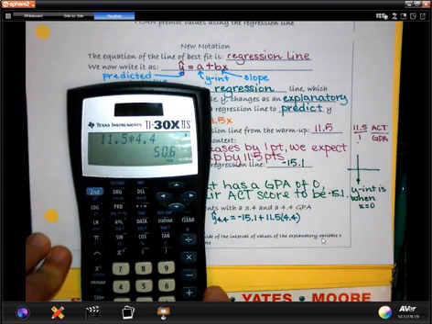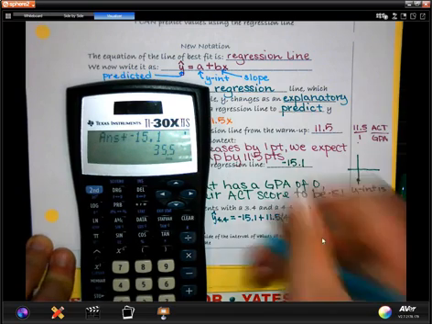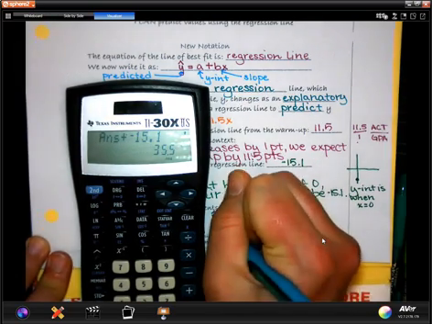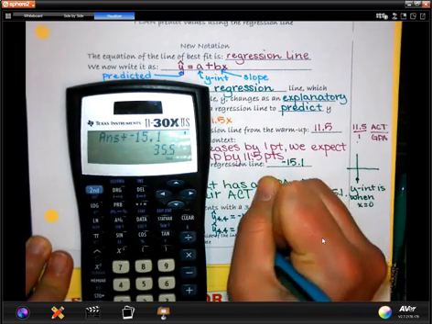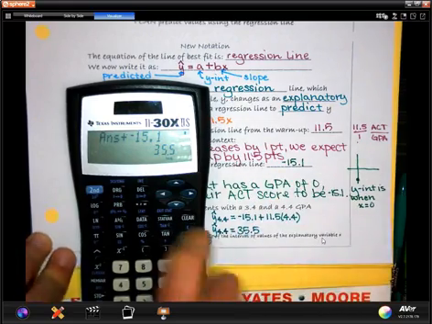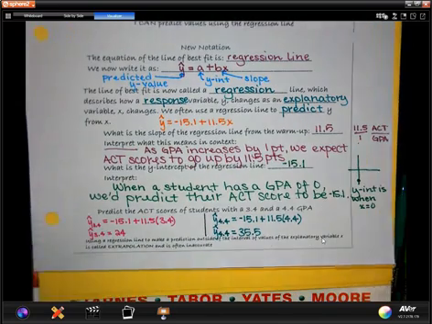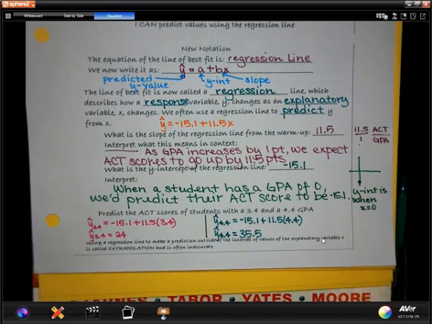So 11.5 times 4.4, and then we add negative 15.1. So we predict an ACT score of 35.5. So almost somewhere, because I know they don't give half scores, 35, 36. Almost a perfect score, possibly a perfect score.